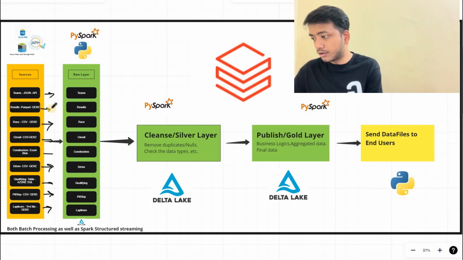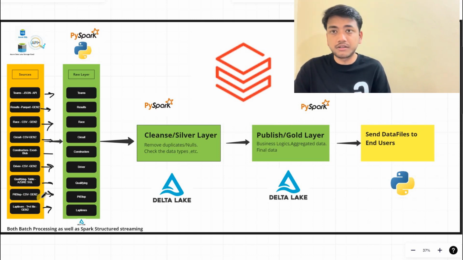All those things are available on the source side, and you can see we will be doing batch processing for all these sources except the pit stop CSV in Gen2. Pit stop CSV Gen2 is kind of a streaming location where we will be getting a file every 10 minutes, or let's say every 5 minutes, and we have to get that data into our raw layer. So we will also see how we can do streaming as well as batch processing in Databricks.